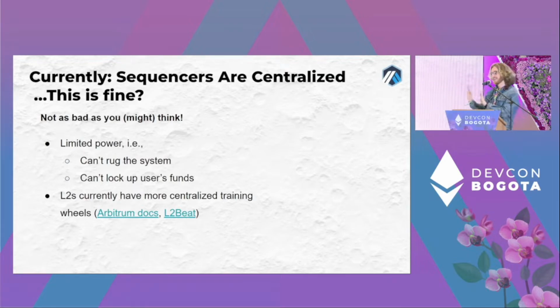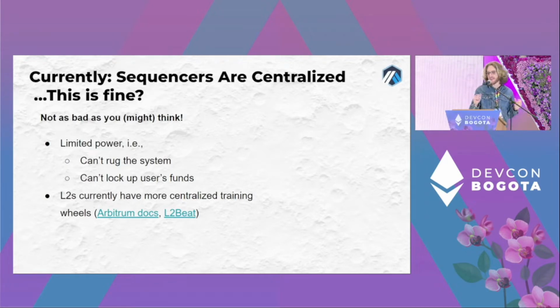I'm not claiming centralized sequencers are fine, but the first half of the answer is that the power a sequencer has is very limited and circumscribed. It can't, for example, simply steal money from the system, and it can't lock up users' funds forever. Other parts of the system are more important. You could argue that an L2 could just have a centralized sequencer for good. That wouldn't be the end of the world.